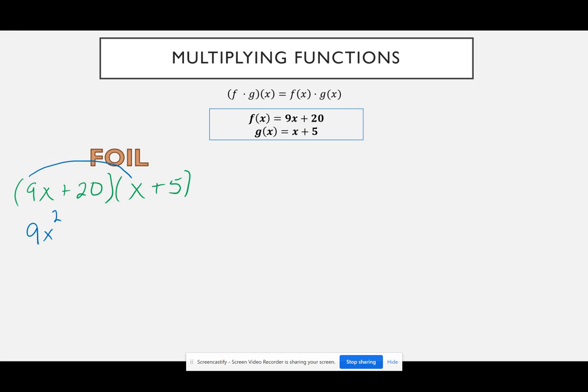Then the outside would be the first term of the first one times the last one. They're the two outside numbers, the first and the last. So 9x times 5, well, 9 times 5 is 45. And there's only one x, so I keep the 1x. I stands for inside, so the two that are inside would be 20 times x, which is 20x. And L is my last, which would be the last term times the last term. So 20 times 5 would give me 100.